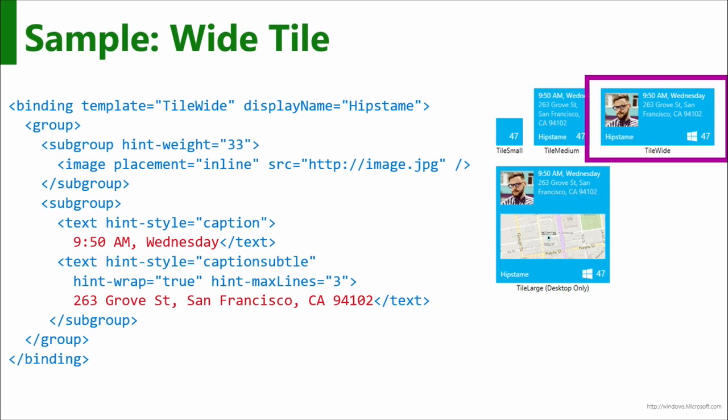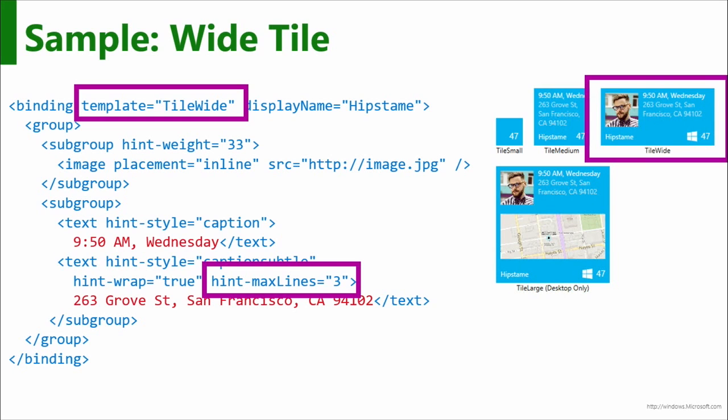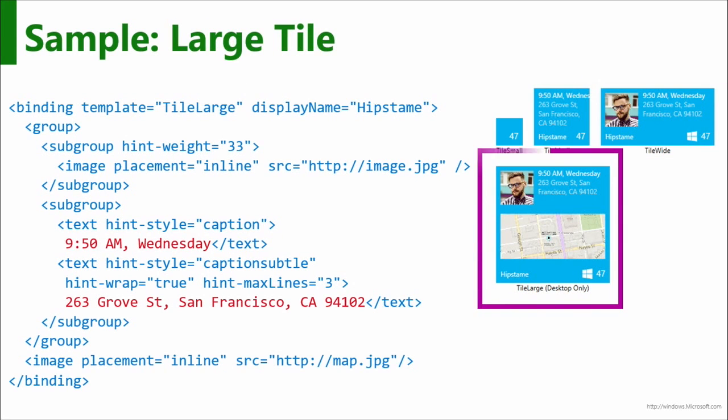Anyway, so here we are with the wide tile, the one at the top right. So all we have to do is select tile wide, and then from there I can set things like max lines. So if I want it to go ahead and wrap, but I don't want it to wrap forever, I want it to still be nice and clean, I can do things like this and use max lines. So let's take a quick look at maybe how we might lay out the large tile, which gives us a lot of flexibility and capabilities to do things.